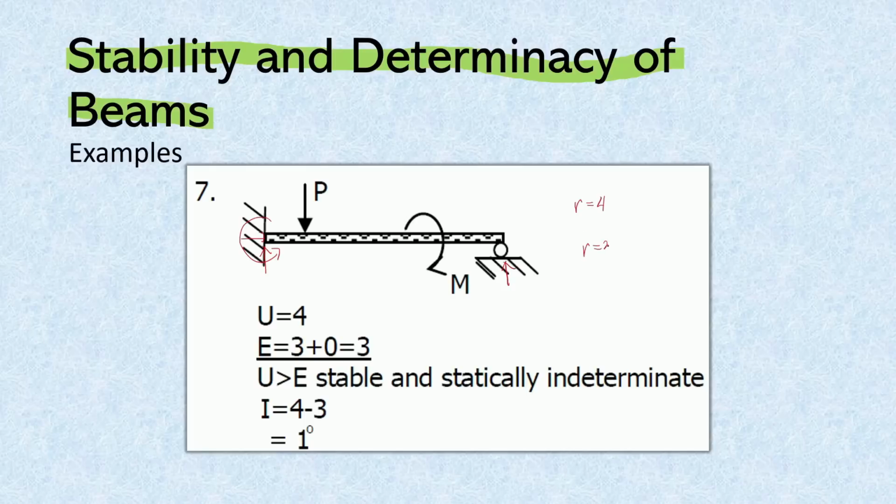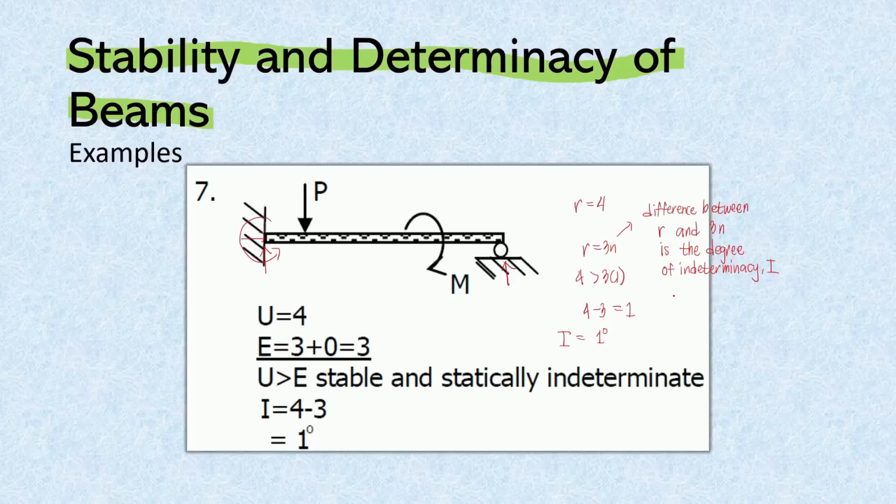R is equal to 3N, we have 4 is greater than 3 times 1. Now, 4 minus 3 is equal to 1. The difference between R and 3N is the degree of indeterminacy. So, I is equal to 1 degree. And so, again, the difference between R and 3N is the degree of indeterminacy, I.